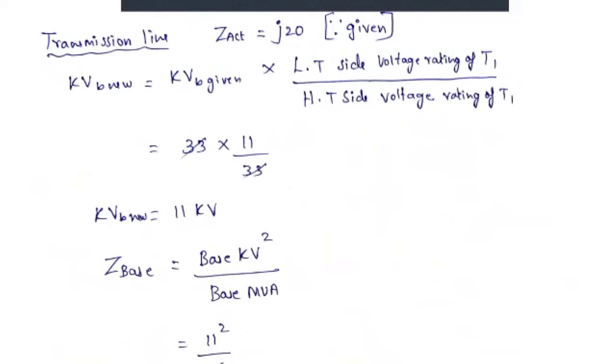We already solved a similar kind of problem in our previous video. If you are not able to understand, go back, because this formula we already solved in some basic problems. I will give that in the description, and you can watch that video also. Next step: kV base given is 33 kV, referred to the HV side. So 33 into the LT side voltage rating of the transformer, that is 11, divided by the HT side voltage rating, that is 33. So kV base new is nothing but 11 kV.